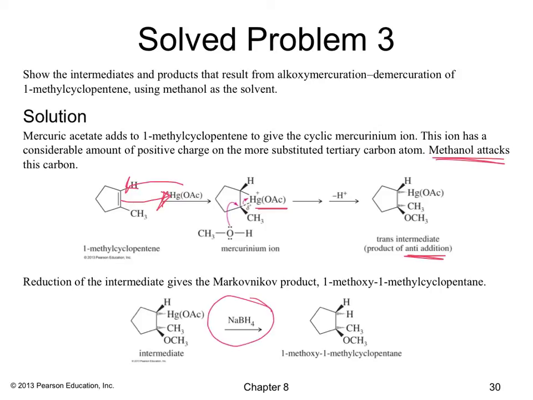And then in the presence of sodium borohydride, you simply replace this to generate the 1-methoxy-1-methylcyclopentane. So note that the hydride that's replacing the HgOAc doesn't change the stereochemistry. That's really important.